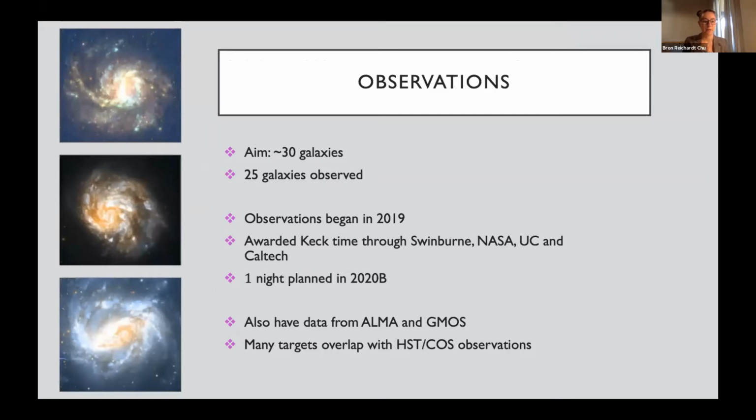So far, we already have 25 observations using Keck time, which has been contributed through Swinburne, NASA, UC, and Caltech. And we have one more night planned in 2020B. We also have data from GMOS and from ALMA, and many of our targets have been chosen to overlap with HSDCOS observations. This means that we will be able to compare studies of feedback across many different wavelengths. So using KCWI, we're making resolved observations of feedback processes and other galaxy properties, which until now have mostly been studied in single galaxy measurements, but we're doing this in a resolved way.